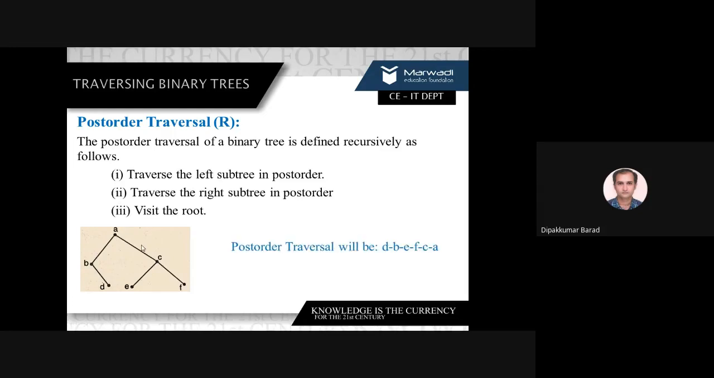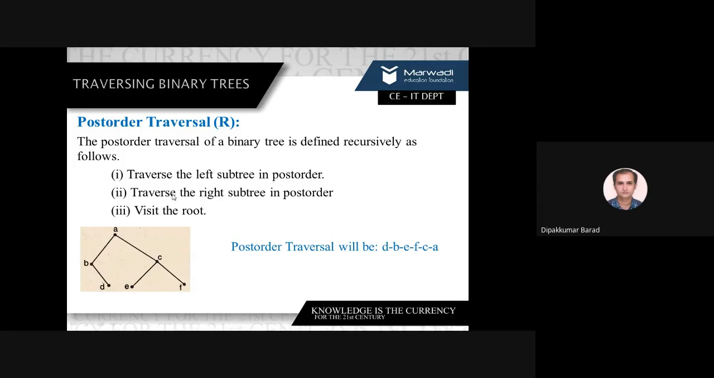So the root of a tree you always get at the end in post-order traversal, and you can see D, B, and here E, C, F.